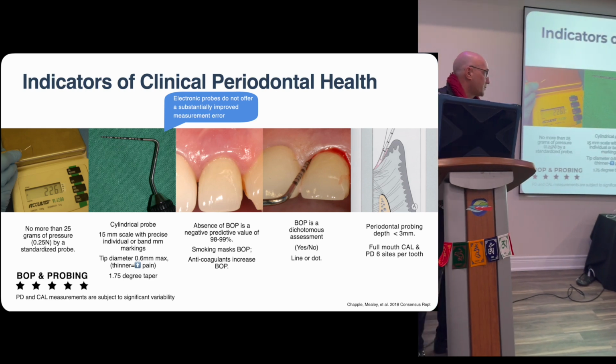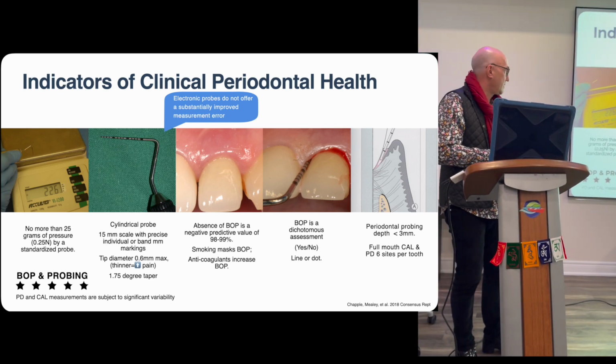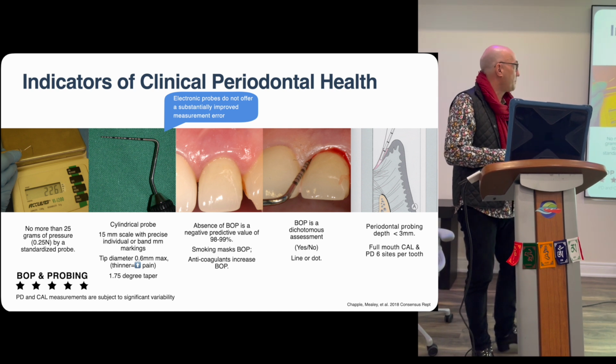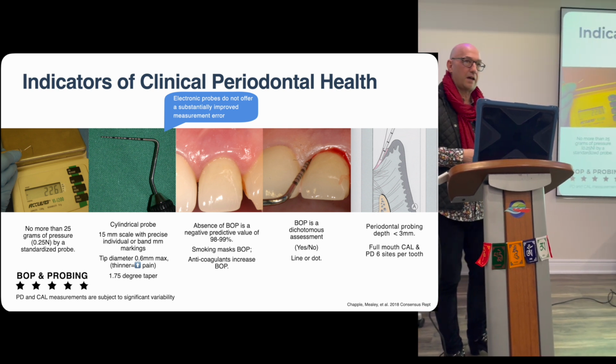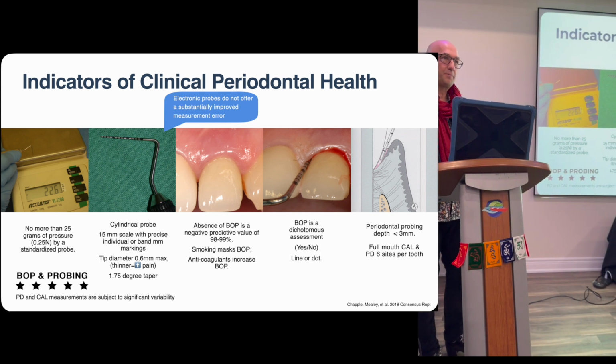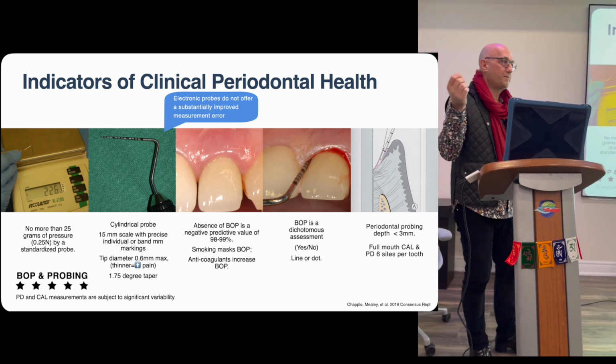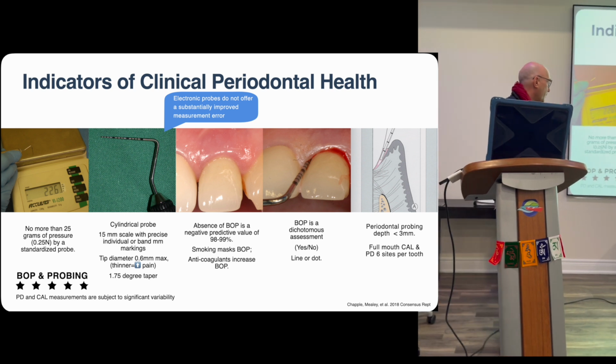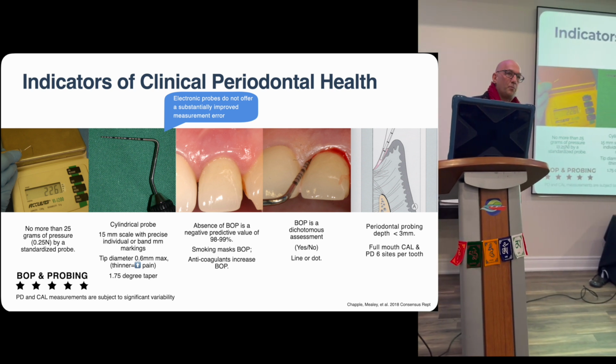Now, more interesting to me is this first slide here. How do we determine if the patient is healthy or not? You need a periodontal probe. You need to be calibrated to do that. You need 25 grams of pressure with a standardized probe.